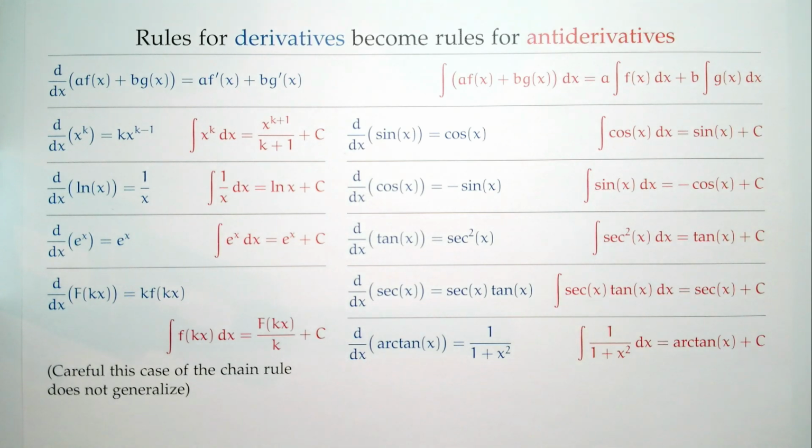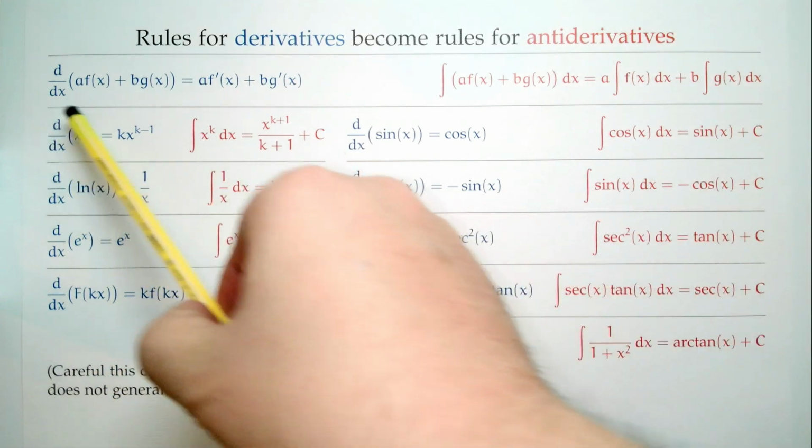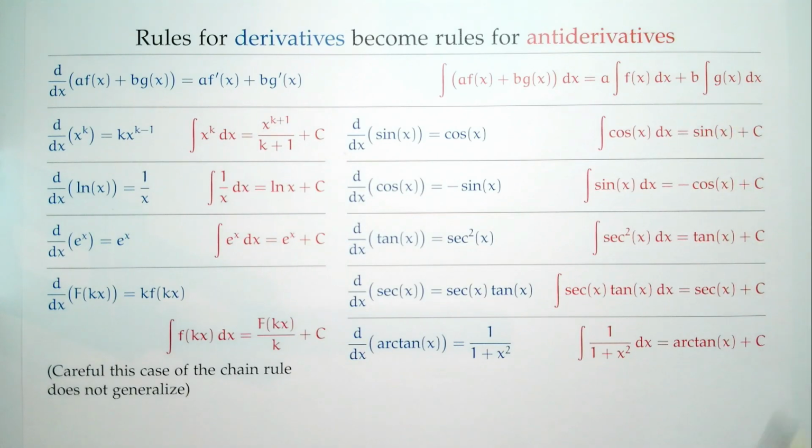The first one says that antiderivatives are nice when it comes to addition and scalars. Another way to say that is antiderivatives are linear. So if I'm looking for antiderivatives, I can break up the problem whenever I see addition, and I can pull constants out when I see constants out in front.